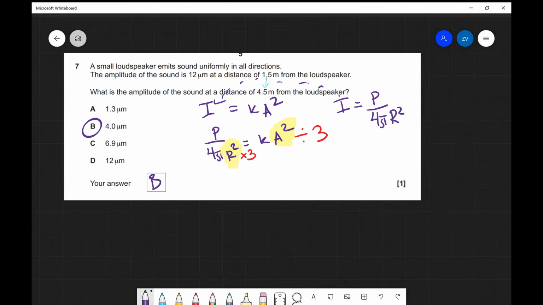Of course, you can plug in some values, then cancel out P, cancel out the 4 pi's, work out the constant K, etc., and then do some calculations and you're going to come up with exactly the same answer. However, this was the logic that I would employ if I was in an exam situation. So hopefully this makes sense. If not, feel free to drop a comment, guys.